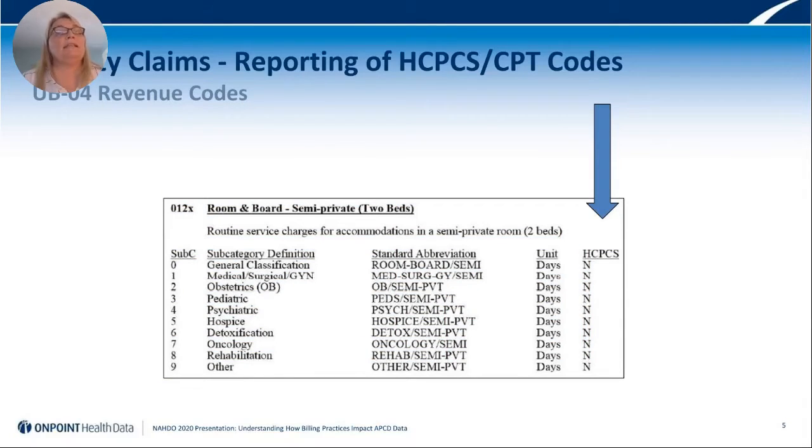So here's an example, an excerpt from the UB-04 manual. You can see this is our room and board revenue code, and off to the right they include a column called HCPCS, and in this case it's no. What this column tells you is whether HCPCS or CPT codes are reported when this revenue code is used for outpatient claims specifically. In this case, it's an inpatient room and board revenue code, so the HCPCS is a no.